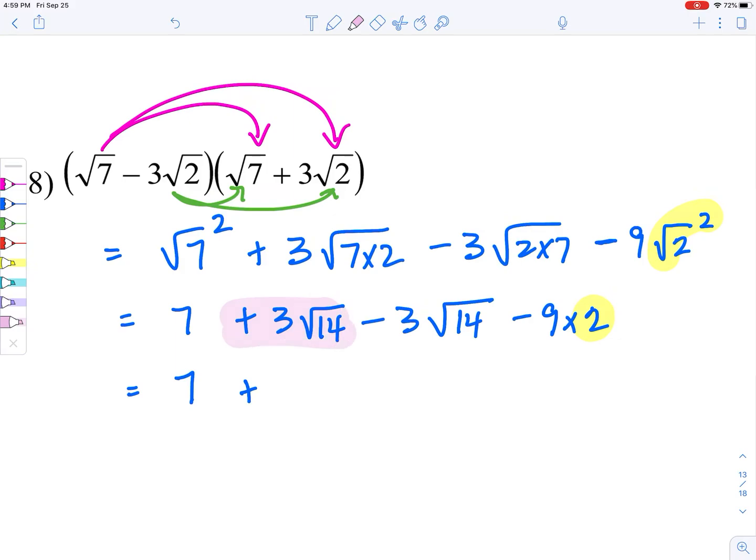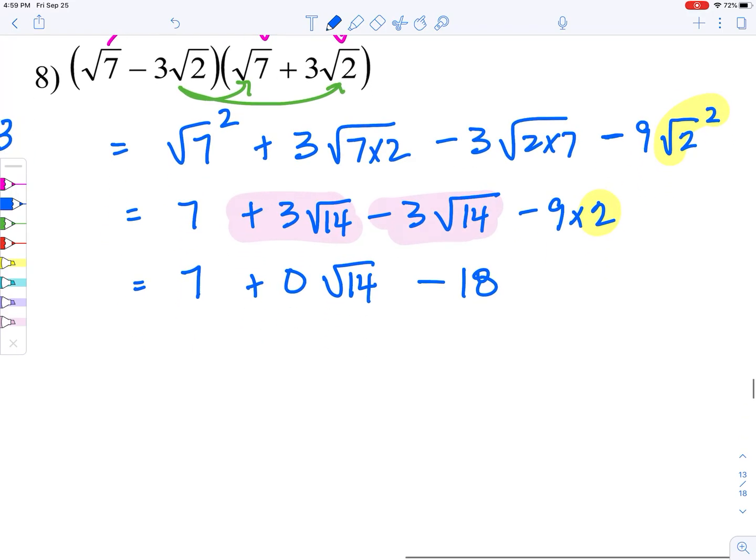Plus 3 root 14, take away 3 root 14. That equals 0 root 14s, which eventually we won't bother to write, minus 18. So 7 and minus 18, that'll give us minus 11. And we're not going to write 0 root 14s, so we'd be done on that one.